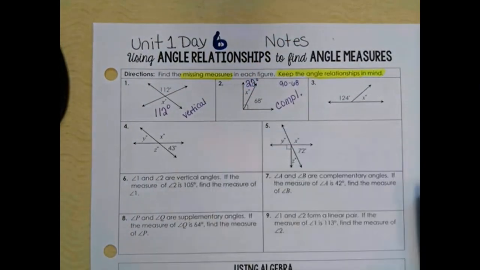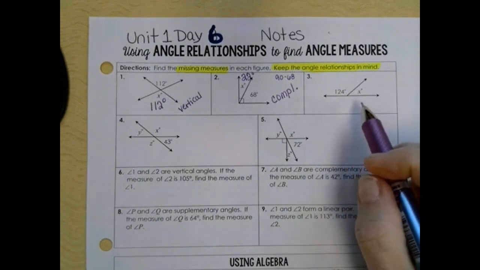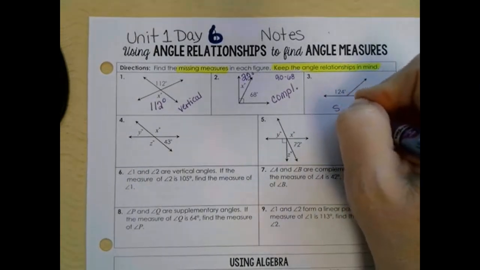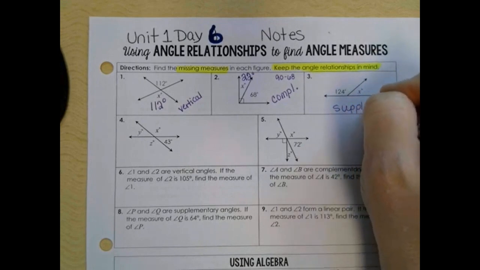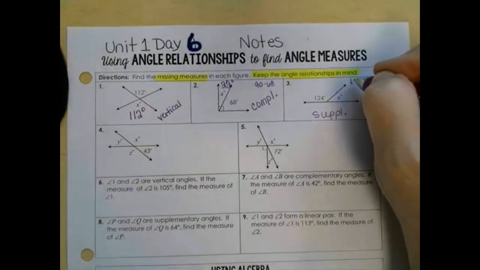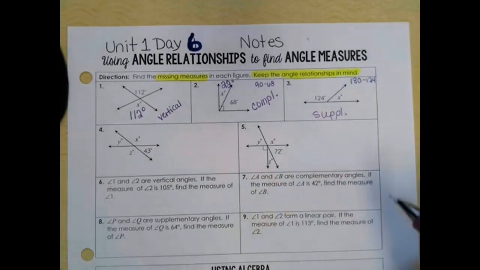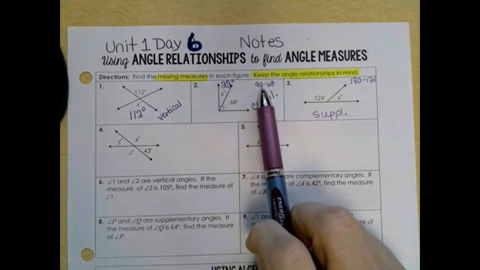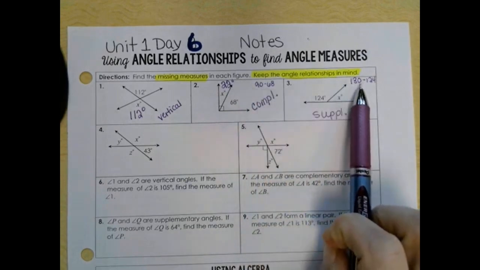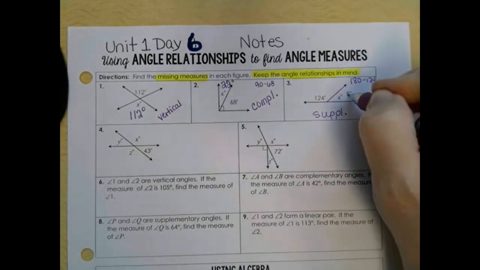22 degrees. And then these two angles, what's a word that goes with that? Linear pair or supplementary. Supplementary is the word that's going to help us get the measure, because what we're going to do is we're going to take 180 and we're going to subtract the 124. Now, when you're doing your work, you don't have to show me this. I'm just showing you how to do the problem. So that would be 56 degrees.